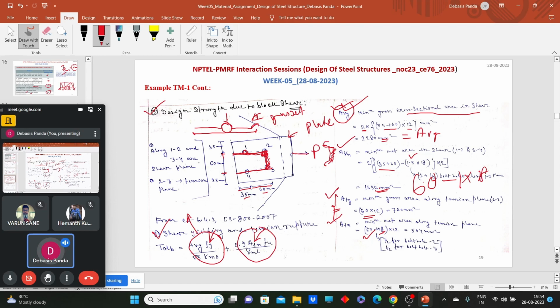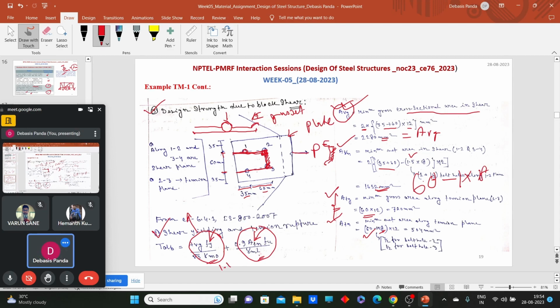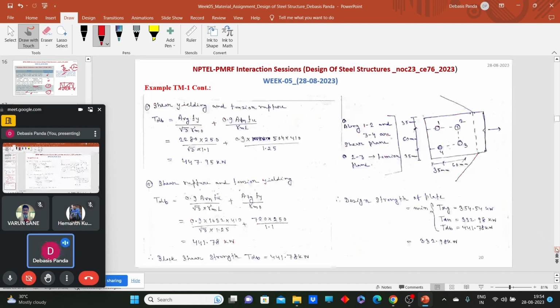So here we have calculated the values AVG, ATN, and that gamma m0 and gamma m1 we can find out from table 5. So 1.1 and this is 1.25. If we put all these values in this equation, so the first equation will give you that the shear yielding and tension rupture value comes out as 447.95 kilonewton.